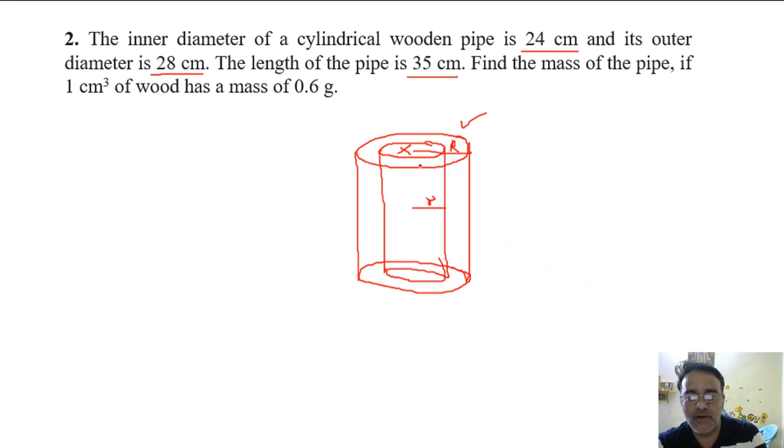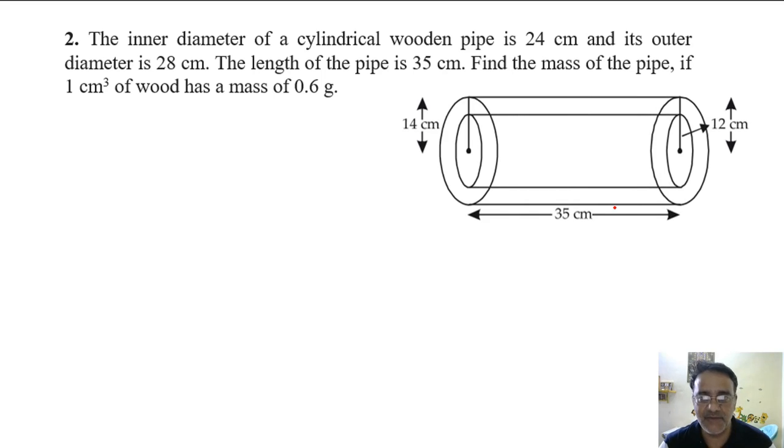A pipe is hollow from inside, okay? So now what is the volume of this pipe? How will you find it? Volume of outer cylinder minus volume of inner cylinder. Is this clear? Yes, sir. Okay, fine. So we'll start with the rough diagram.